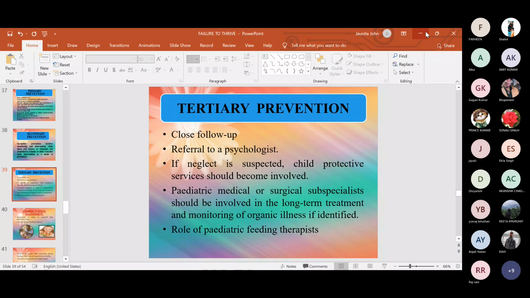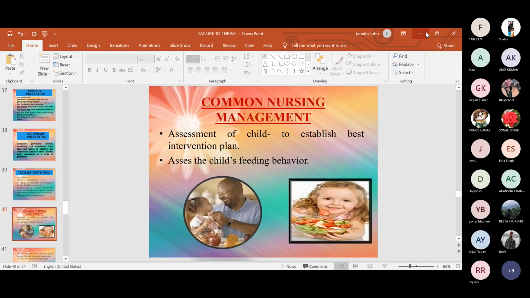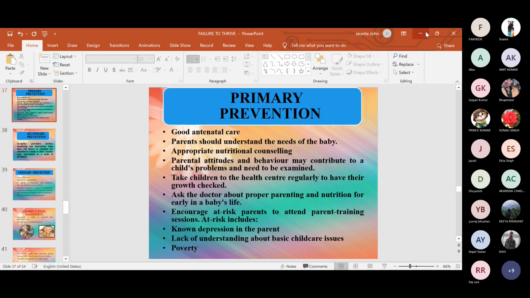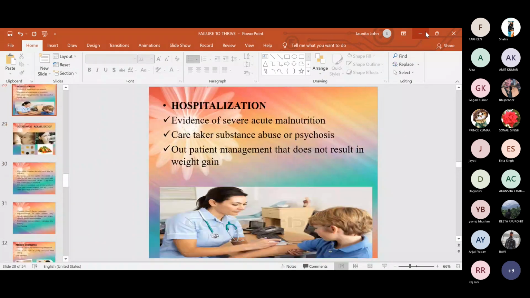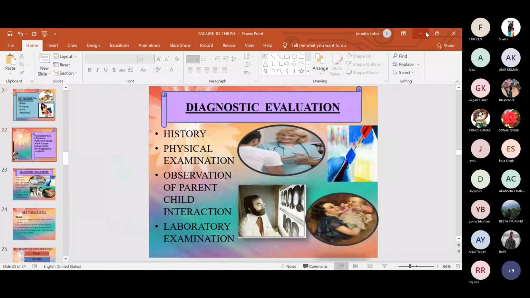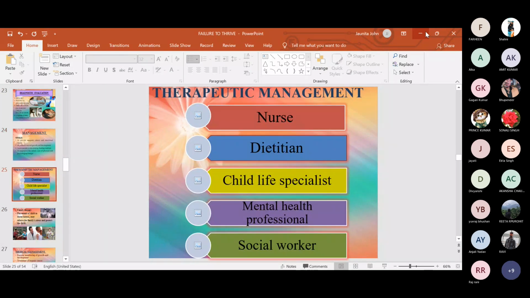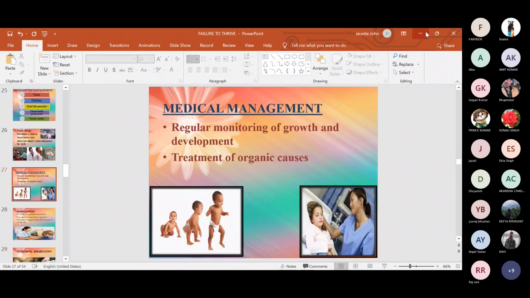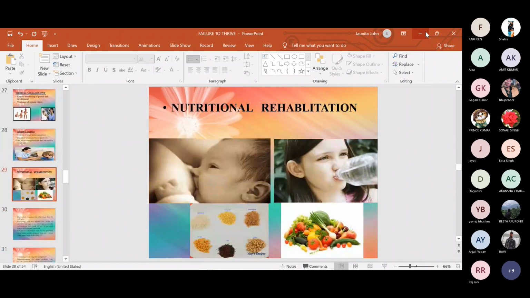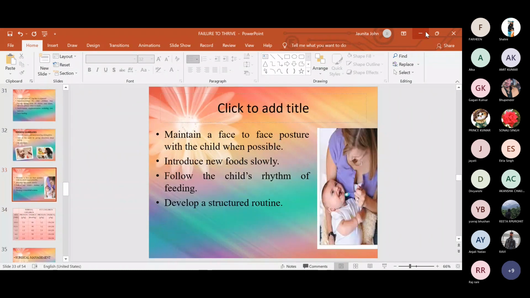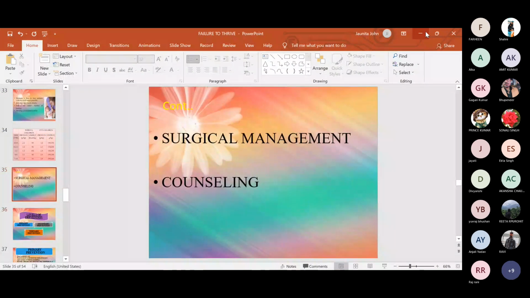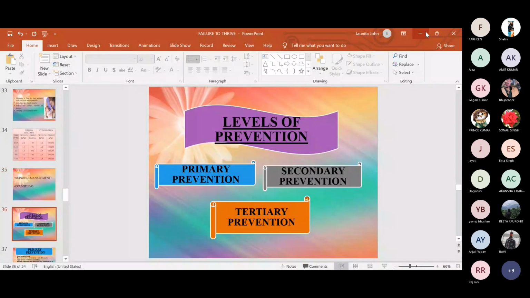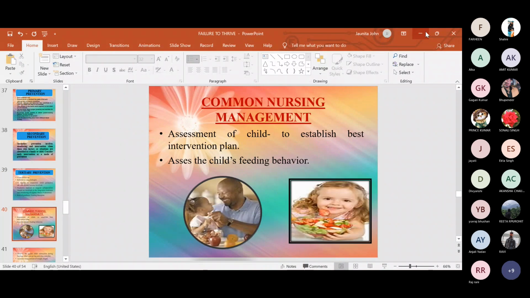Next will be common management. Overall, this was all about what we have seen. We had started management yesterday; first of all management, then therapeutic management, medical, surgical, hospitalization, nutritional management, then we saw counseling, then levels of prevention, primary, secondary and tertiary. Now next is normal nursing management.